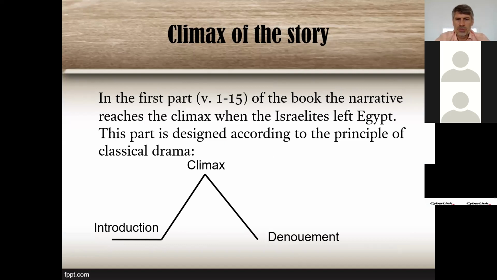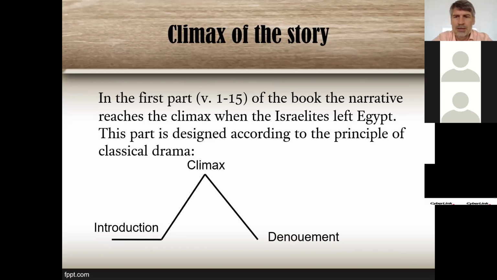But before we go to the next part of the story of Exodus, I would like to draw your attention to some narrative features of the book of Exodus. Actually, the first part of the book of Exodus we can present as a standard narrative with the standard narrative structure. There was a very famous German scholar, Gustav Freytag, or Freytag, I don't know the true pronunciation of his name.